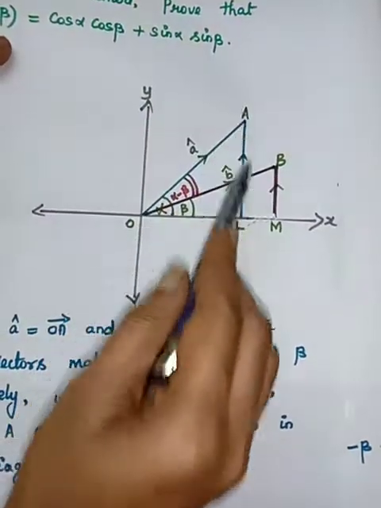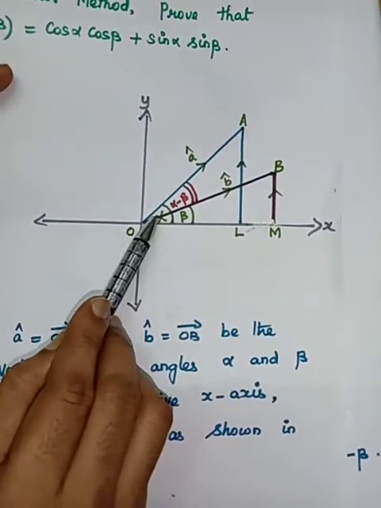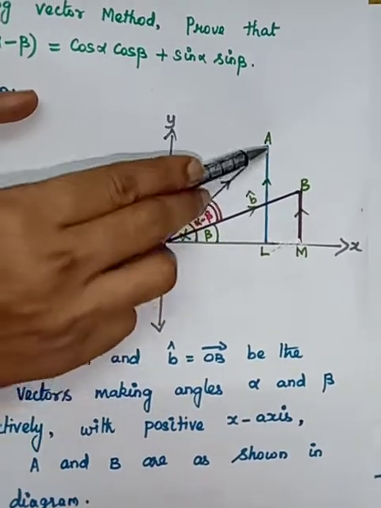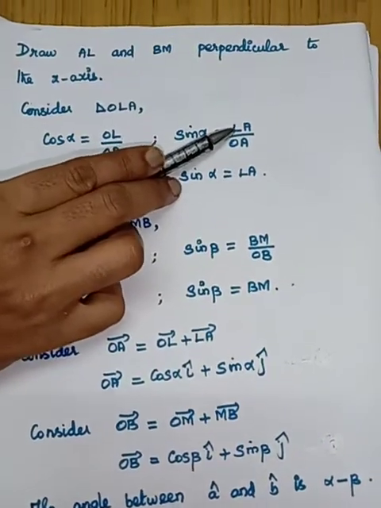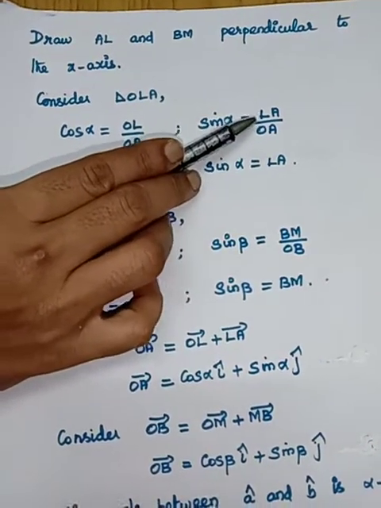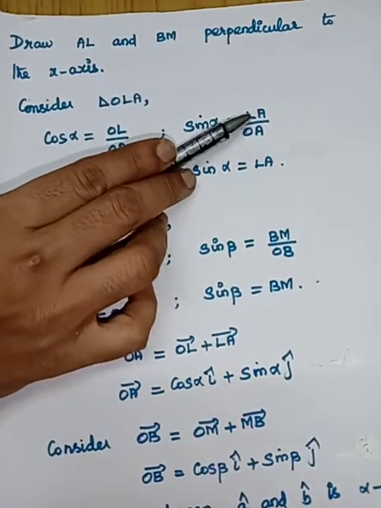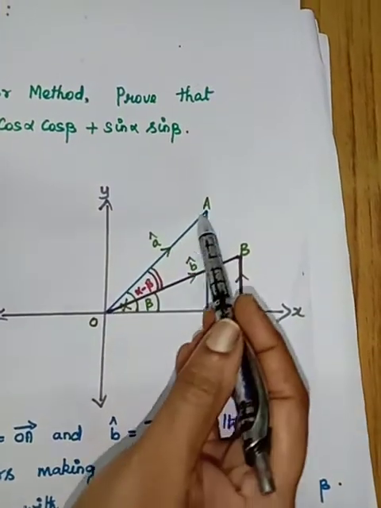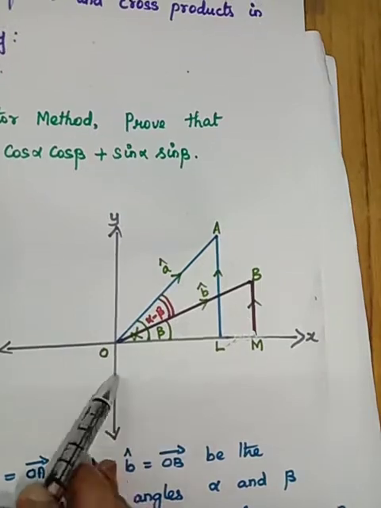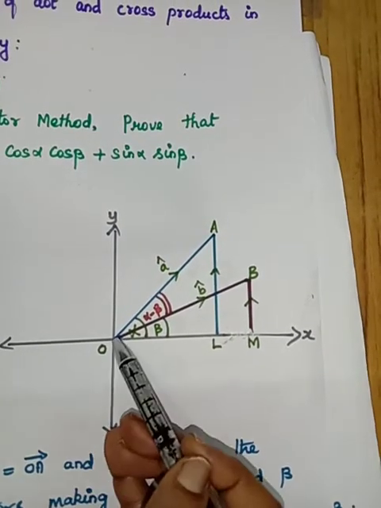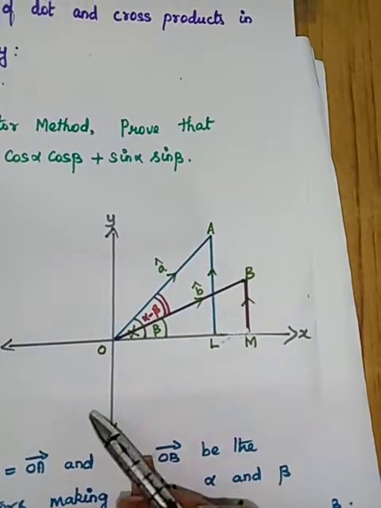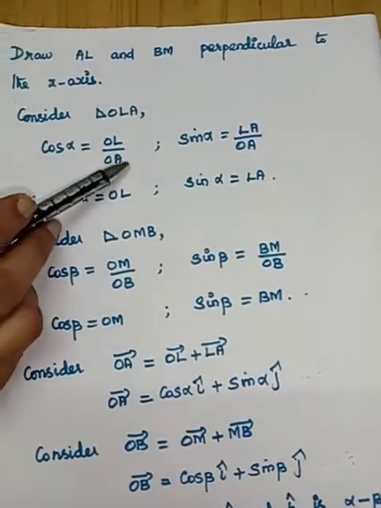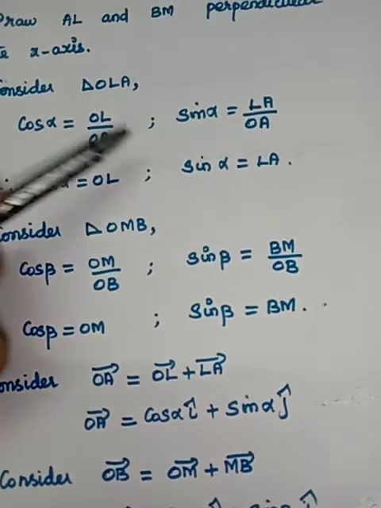In the same triangle, you are going to find sin alpha. Sin alpha is what? Opposite side by hypotenuse. What is the opposite side? AL, otherwise you can write LA, because we are considering here only the length, not the vector. So LA by OA. In the starting itself I have told OA vector is a unit vector. Unit vector means whose magnitude is 1. So the length OA is equal to 1. In the same way the length OB is also 1. So here in the place of OA it should be 1. Here also 1.